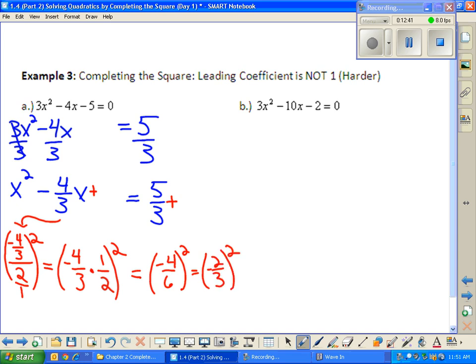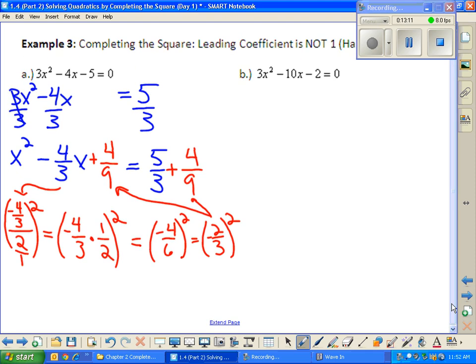When you square negative 2/3, you have to square the top and square the bottom. So the value that we actually end up adding onto both sides is negative 2 squared over 3 squared, which is 4 over 9. And what I do to the left, I have to do to the right. So I plug that value into both sides of the equation. In the next step, we factor what's on the left, simplify what's on the right.